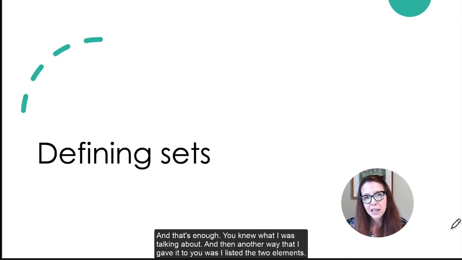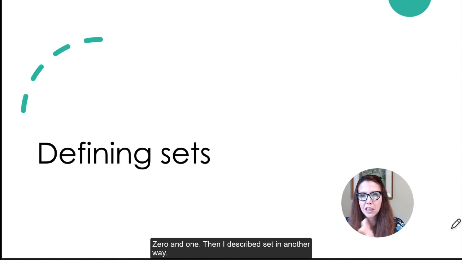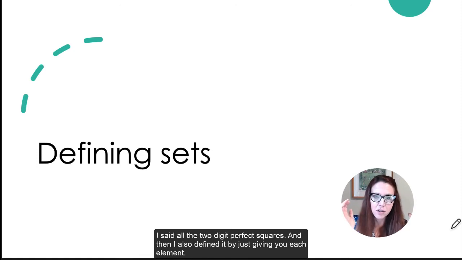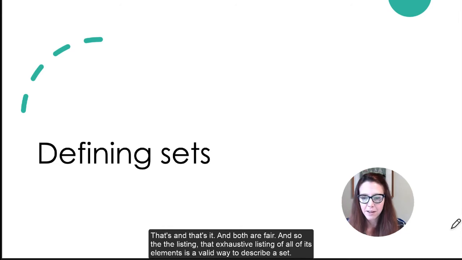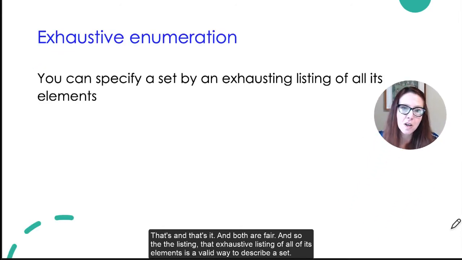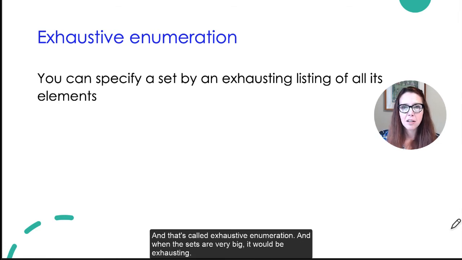And then another way that I gave it to you was I listed the two elements, 0 and 1. Then I described a set in another way. I said all the two-digit perfect squares. And then I also defined it by just giving you each element that's in that set. And both are fair. And so the listing, that exhaustive listing of all of its elements is a valid way to describe a set. And that's called exhaustive enumeration.